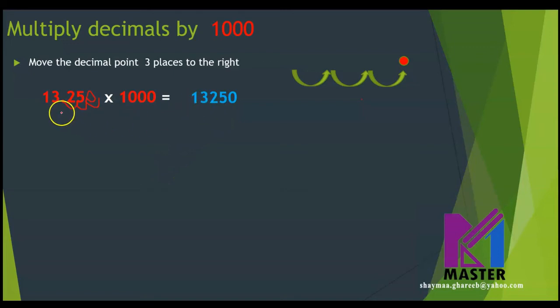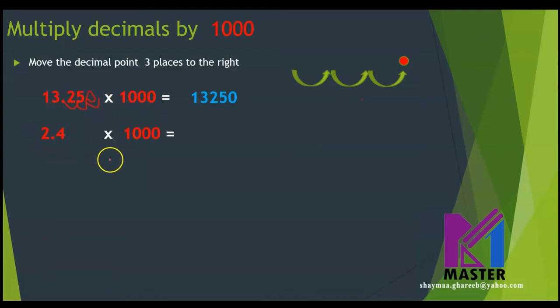The 1 here was in the tens place. Here it became in the 10,000th place. So it is 3 places higher. And the same for each of the digits.